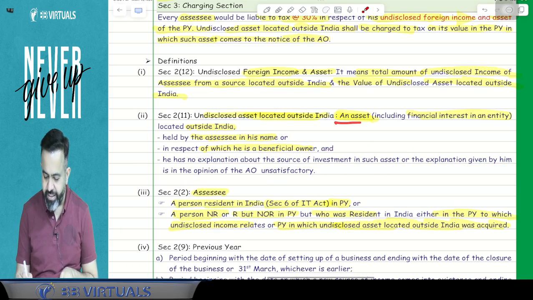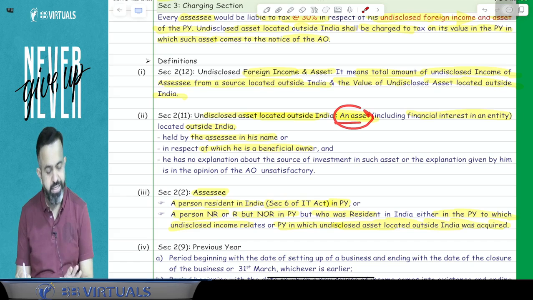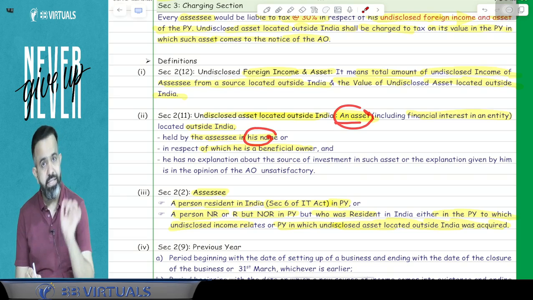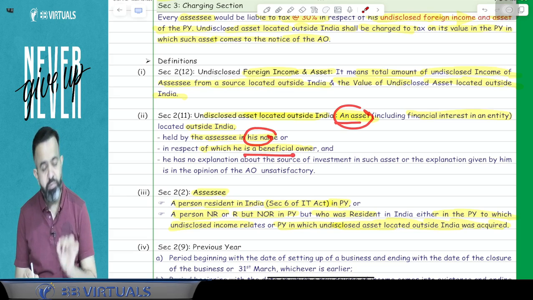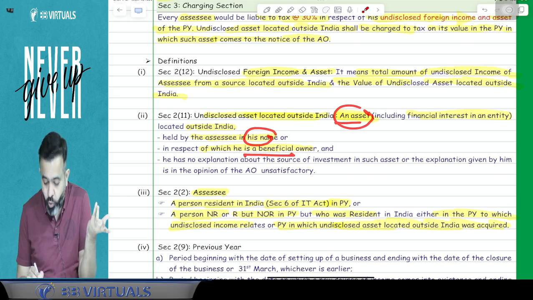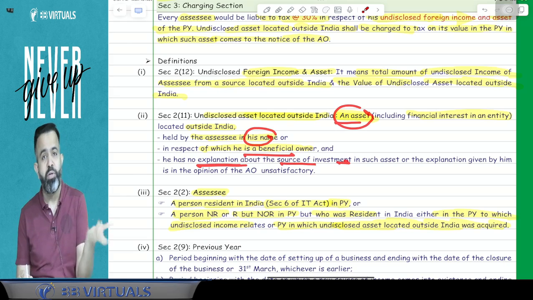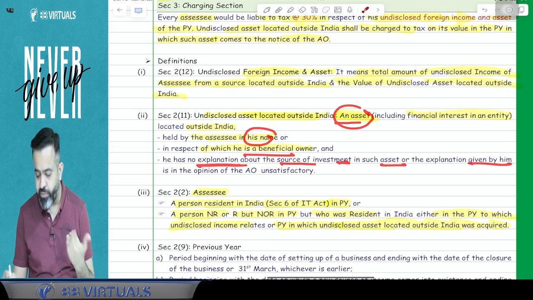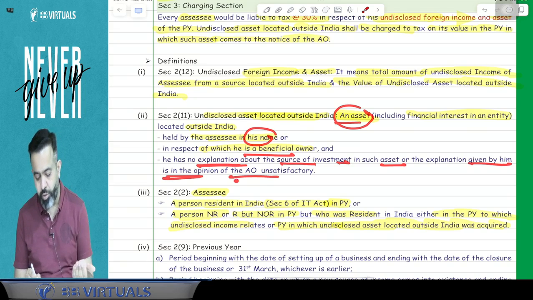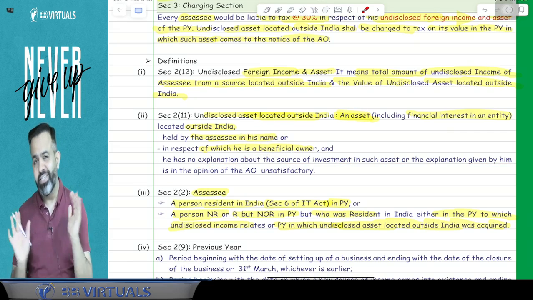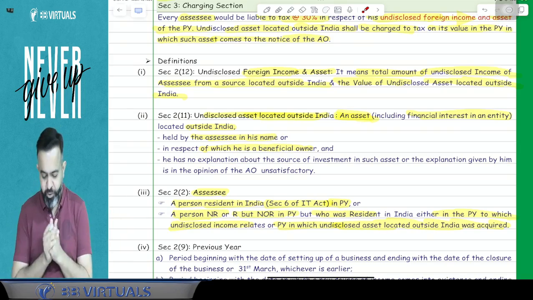So guys, any asset including financial interest in any entity held by the assessee in his name or in respect of which he is a beneficial owner, and he doesn't have any explanation about the source of investment in such asset, or the explanation given by him in the opinion of the AO is unsatisfactory, then it will be treated as an undisclosed asset located outside India.